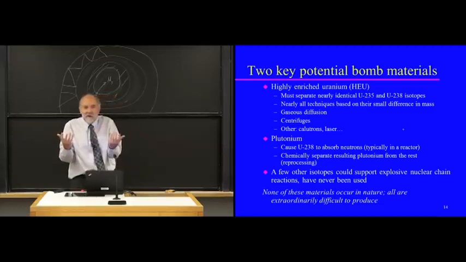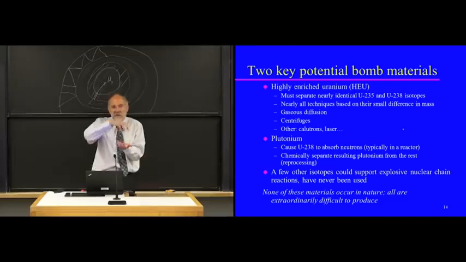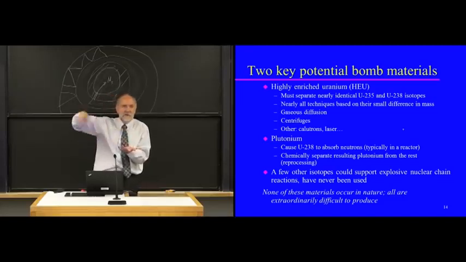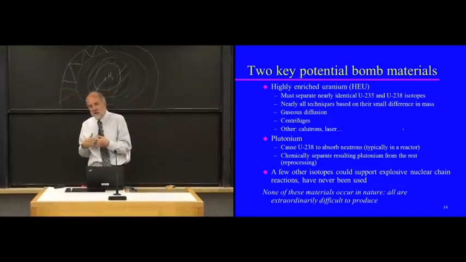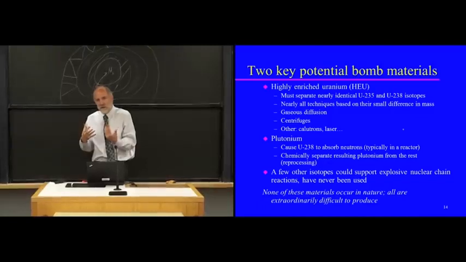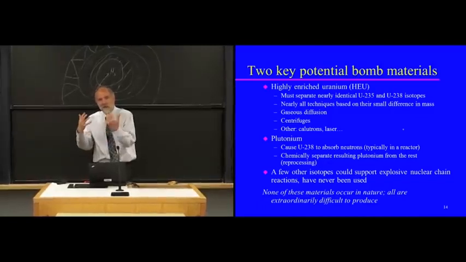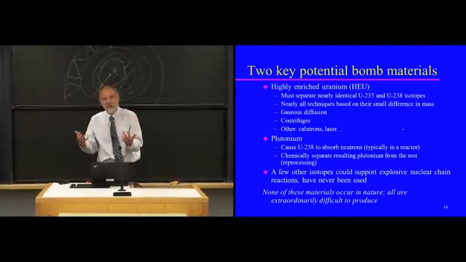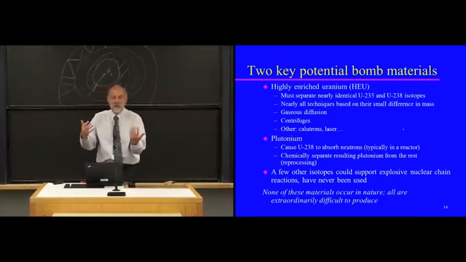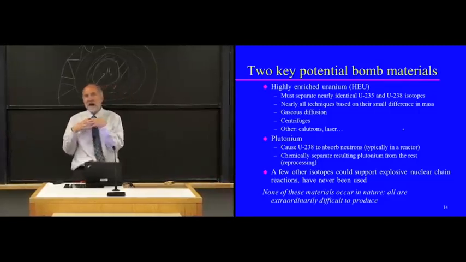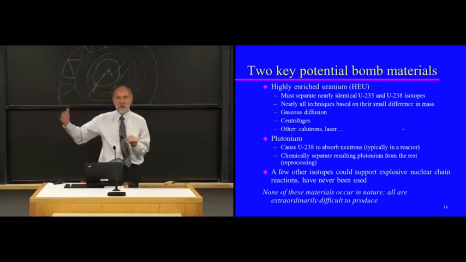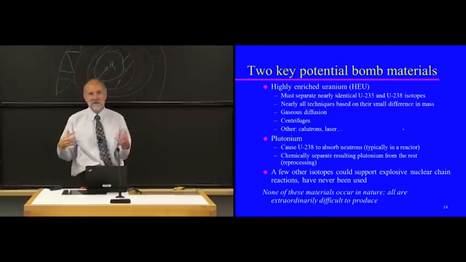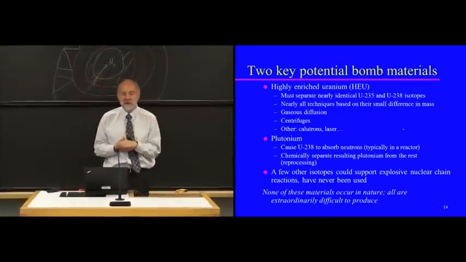So you've got to separate those. You've got to figure out, how do I get from 0.7% up to very high concentrations of uranium-235? Almost all, and that process is called enrichment. The more U-235 percentage you have in your uranium, the more enriched the uranium is. So when people say highly enriched, they mean 20% or more uranium-235. That's the international definition of highly enriched uranium.